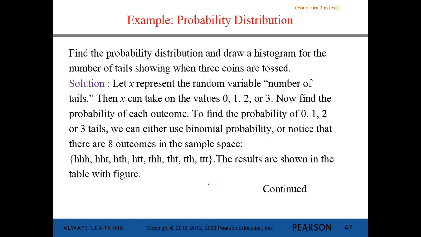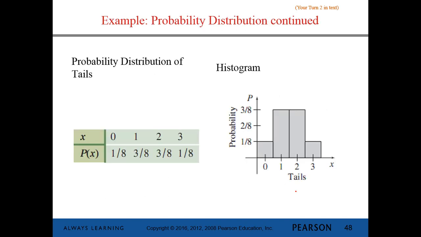So in this case, it says let x represent the random variable, the number of tails. So we can have 0, 1, 2, or 3. And then we can find the probability of the outcomes. We can either use the binomial probability, or notice that there are 8 outcomes, and just count up the outcomes that give us exactly 0, exactly 1, exactly 2, or exactly 3. And so we're going to get this probability distribution.